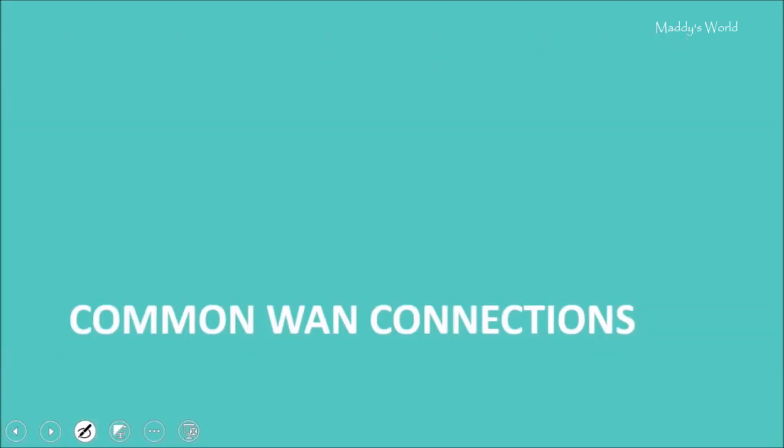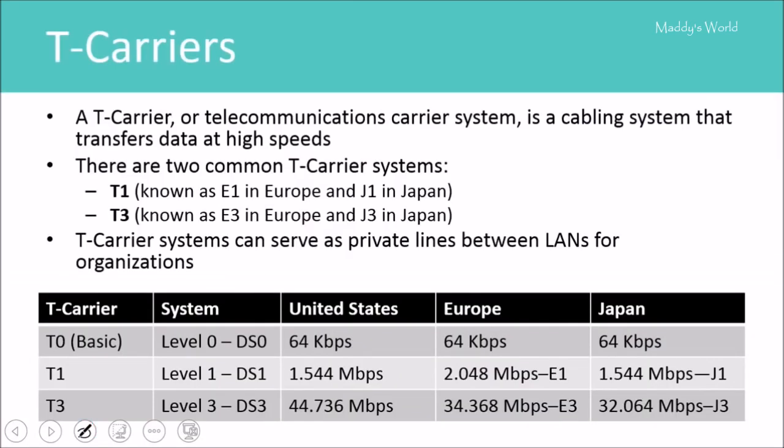All right, so let's talk about the different kinds of connection technologies that are available in WANs, right? So how do we access the internet from our home or from our office? What kinds of technologies are available to us to connect to all that data out there? So first up is T carriers. A T carrier is just a telecommunications carrier. It's a cabling system that transfers data at high speeds. It's a dedicated line, right? So if you have a line leased from a T carrier, you're going to have some pretty high transfer speeds.